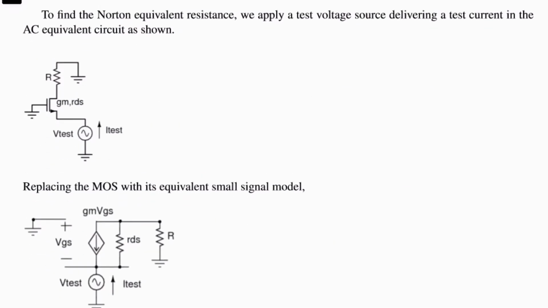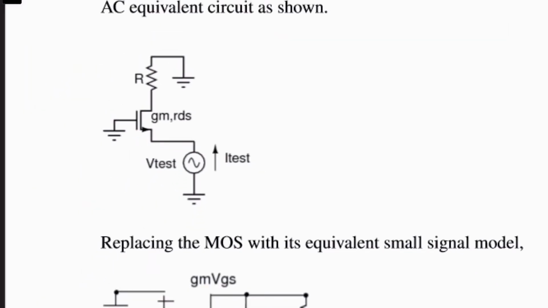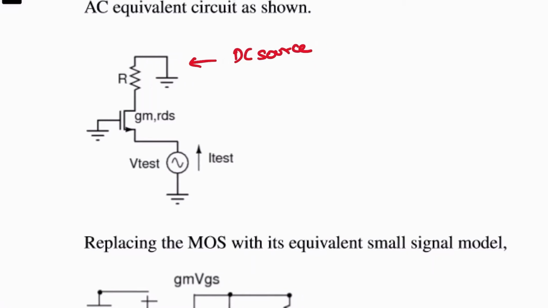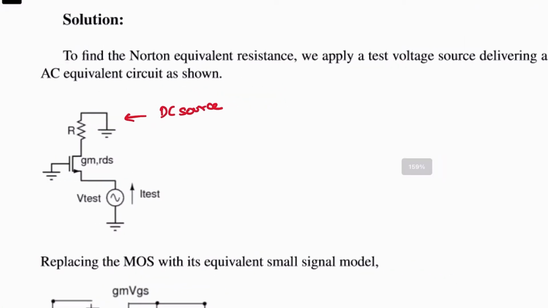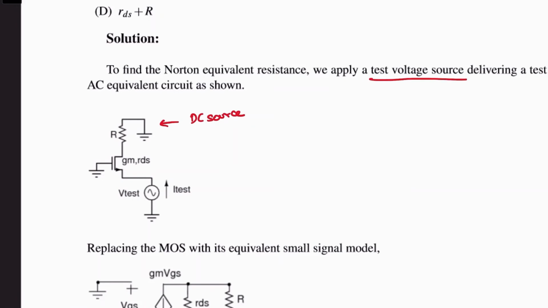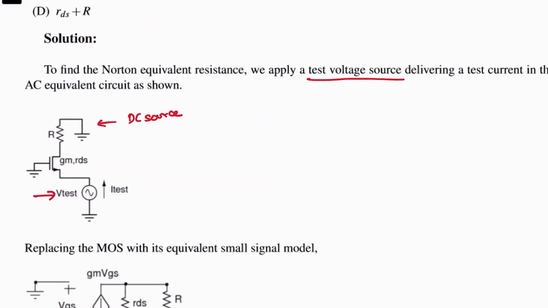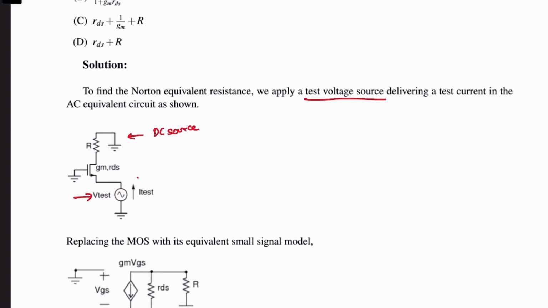So to find the Norton equivalent resistance, first we convert it into the small signal model, where of course we short the DC source, and if there were any capacitors we would short them too, and if there were any inductors we would open them for the small signal model. And then we apply a test voltage at the source and find out what the test current is. The objective is that R equivalent will be equal to V test by I test.